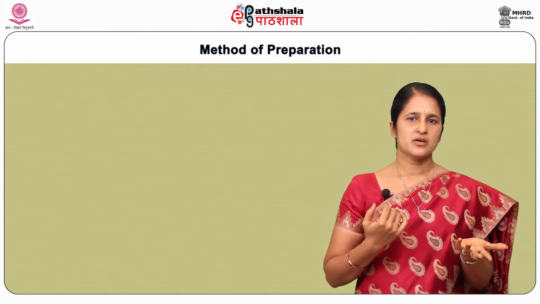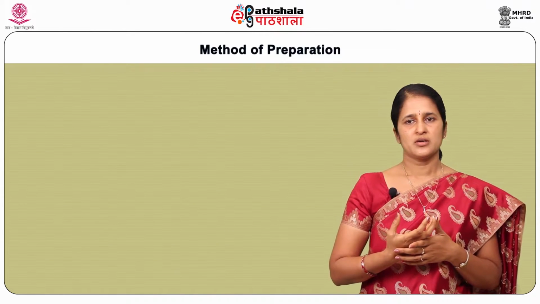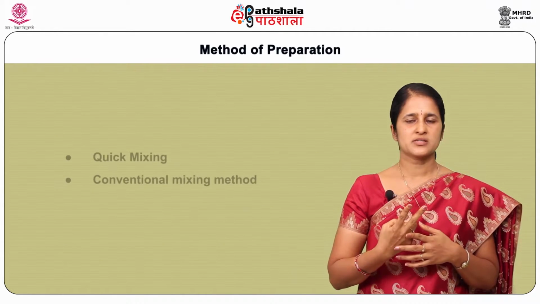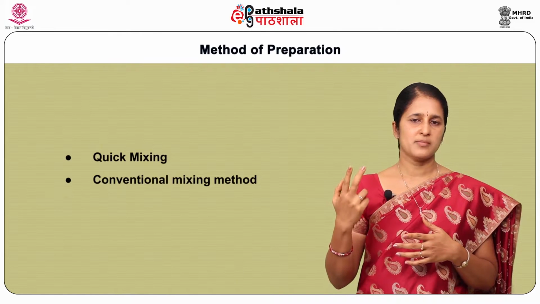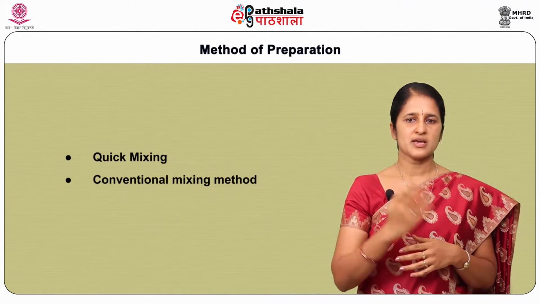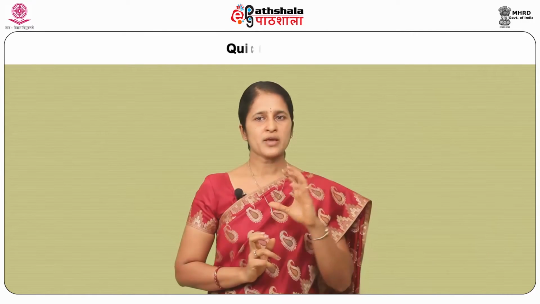Method of preparation, that is for the batter preparation, cake batter can be prepared by 2 methods, that is quick mixing and conventional mixing method. Let us see what is quick mixing and conventional mixing. In quick mixing, all the ingredients like flour, sugar, baking powder, these are the dry ingredients, are mixed together. Then the flavoring agent and milk are added to the flour. Finally, it is made into a batter consistency by using the electrical mixer.